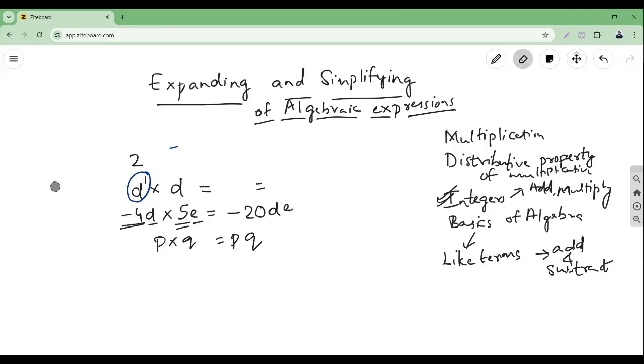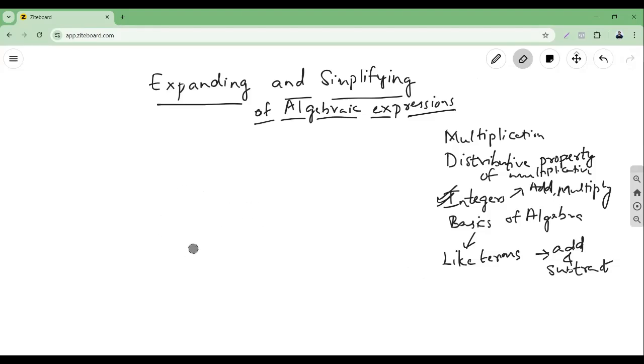Now let's take a few questions so that you will be able to clearly understand. Let's take a simple one: x bracket x plus 3. What is the meaning of this? That means there is a particular number x which is added to 3. First you are adding it with 3.